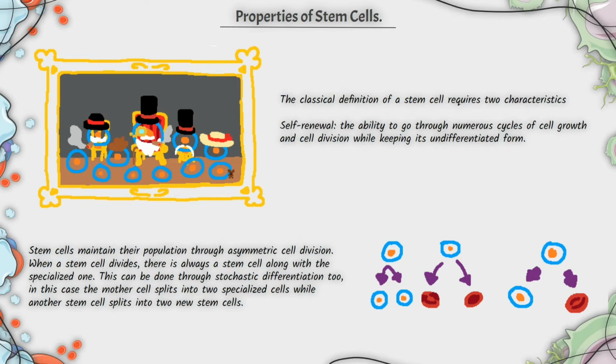Stem cells maintain their population through asymmetric cell division. When a stem cell divides, there is always a stem cell along with the unspecialized one. This can be done through stochastic differentiation too. In this case, the mother cell splits into two specialized cells, while another stem cell splits into two new stem cells.